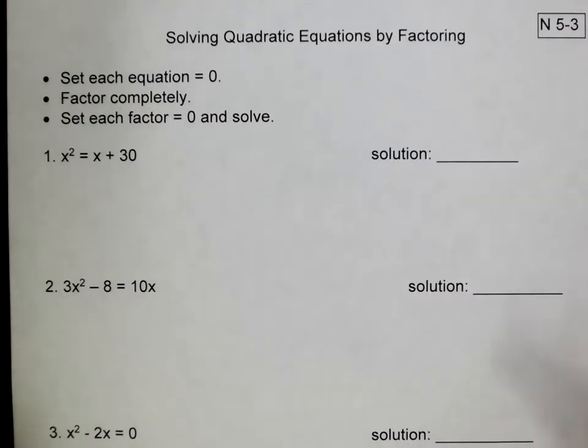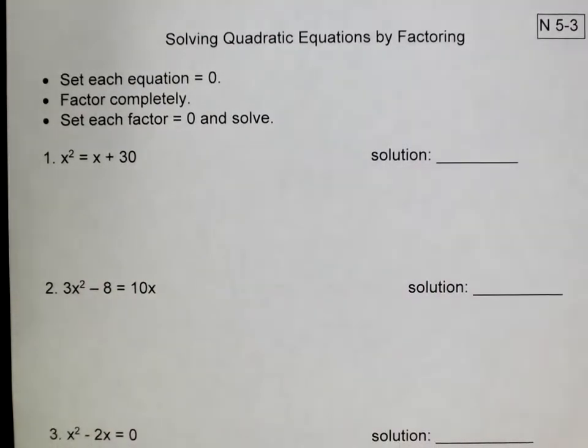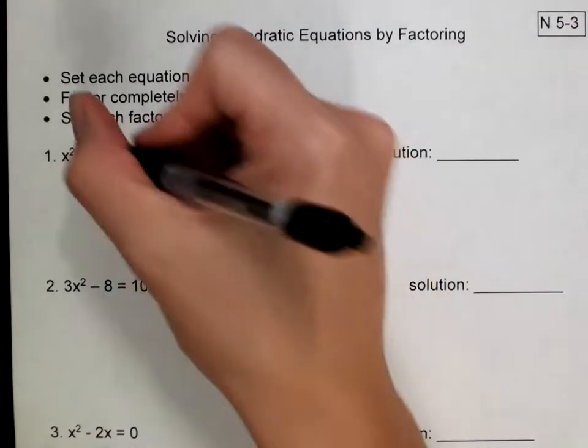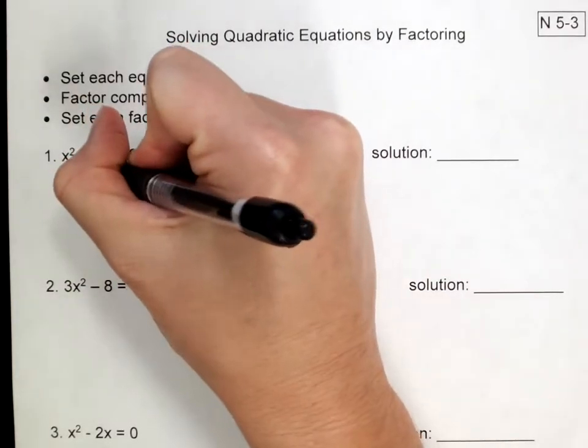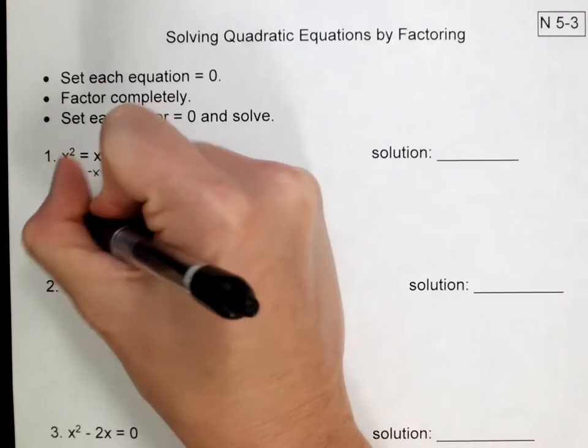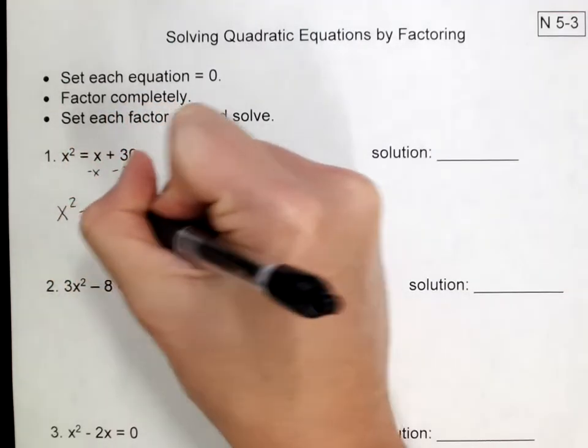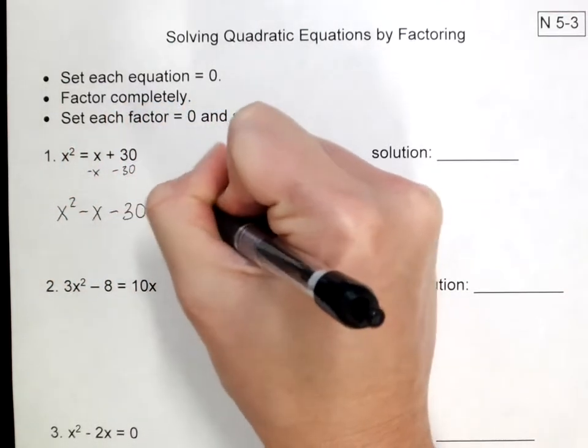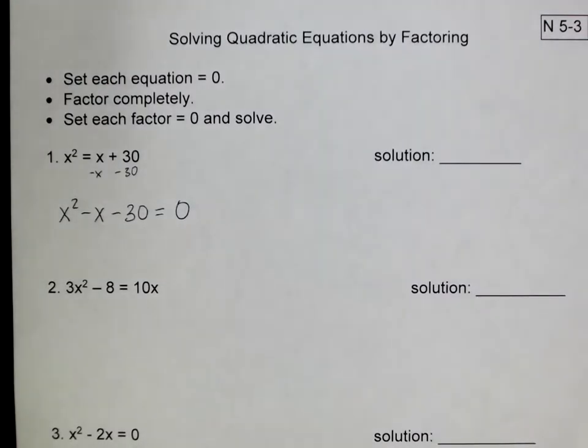So let's look at an example here. Step 1, move everything over to the same side of the equal sign. So I'm going to have to subtract the x to the other side and subtract the 30. That's going to give me x squared minus x minus 30 equals 0. That's what I want my equation to equal, 0. When you're looking for your solution, you're looking for what terms of x are going to make this equal to 0. Okay? Step 2, factor completely.